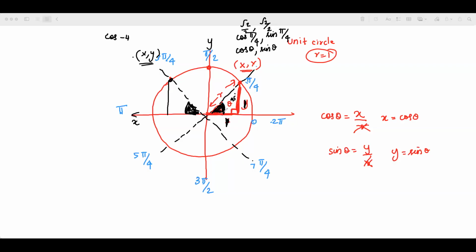You see, what is this angle? 45, 90, 90 plus 45. Basically, it is 3 pi by 4, right? But how to find out cos 3 pi by 4 and sin 3 pi by 4? How to find that? It is pretty simple.